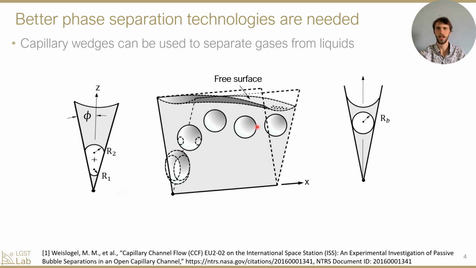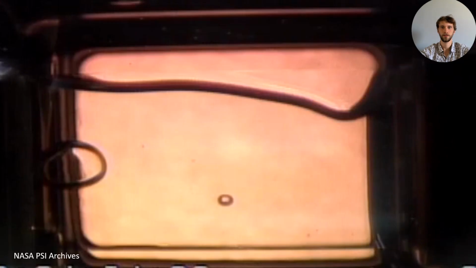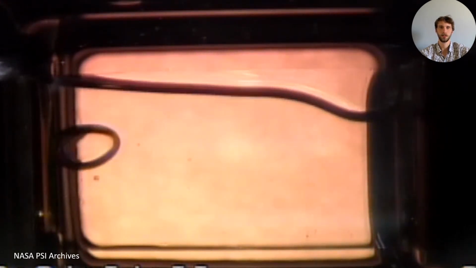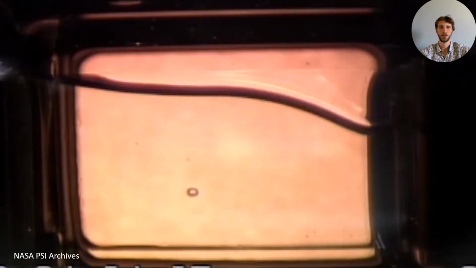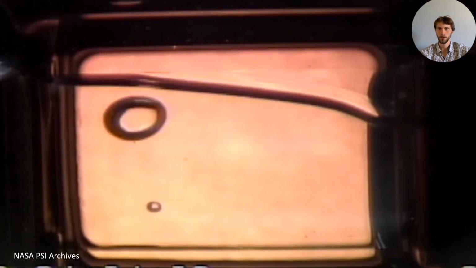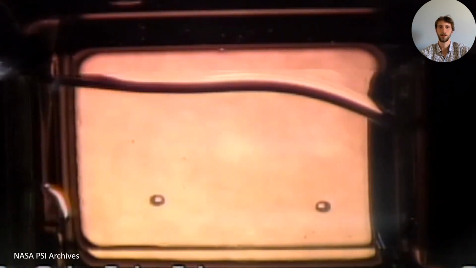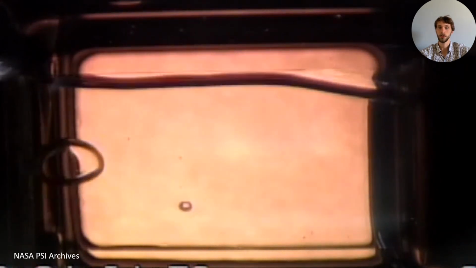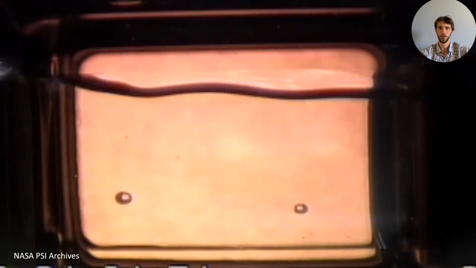And so this is kind of what that looks like in space. This video here is from the capillary channel flow experiment pioneered by Dr. Louisville. And what it shows us is that the larger bubbles, as they interact with the walls, like we talked about, do get pushed out, but these smaller bubbles that remain will continue to be a problem. So that's what we're working on getting out.